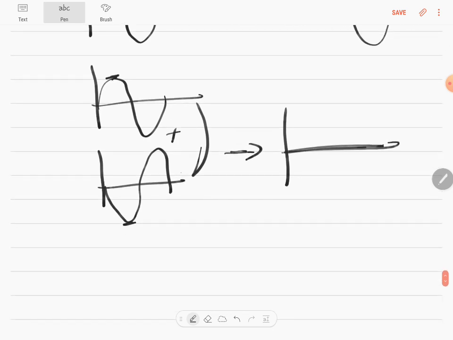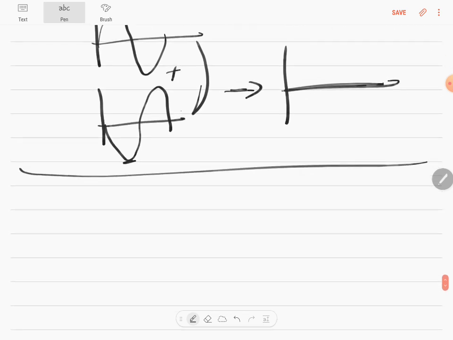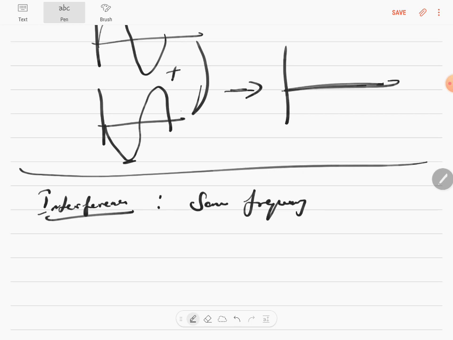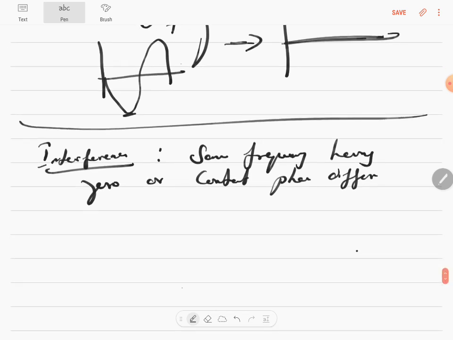So let's go to the next topic, the phenomenon of interference. When two light waves have the same frequency, a key point, and zero or constant phase difference, it can either be a constant phase difference or zero phase difference. They should have the same frequency.